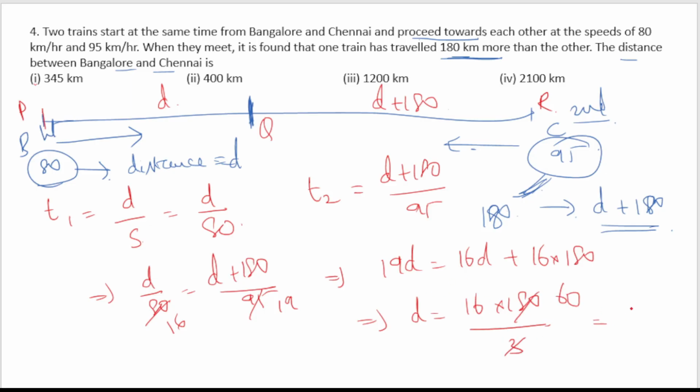Okay, 3 into 6 here. 16 into 60 is what? It is 960 kilometers. We have to find the distance between Bangalore and Chennai.